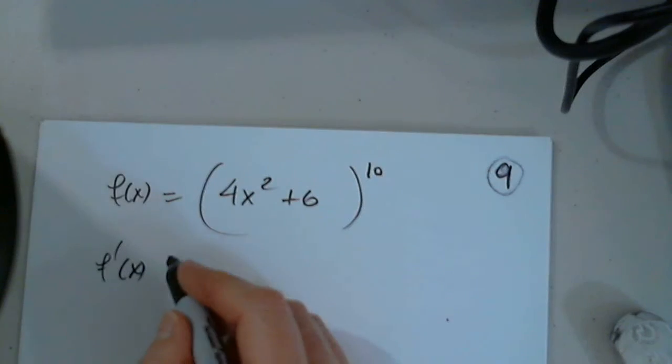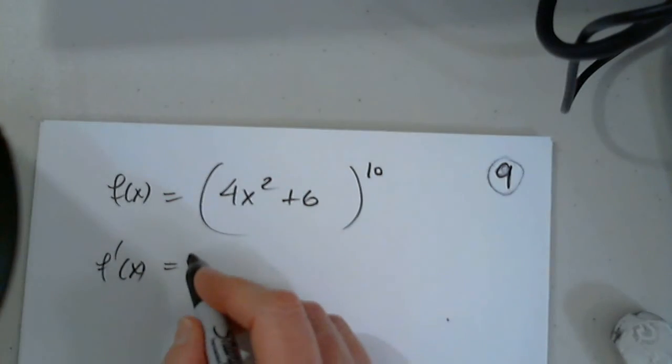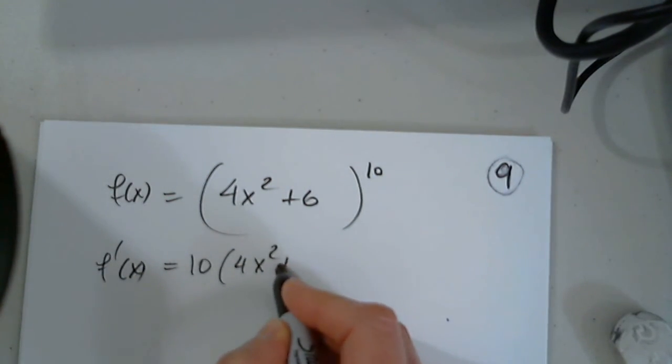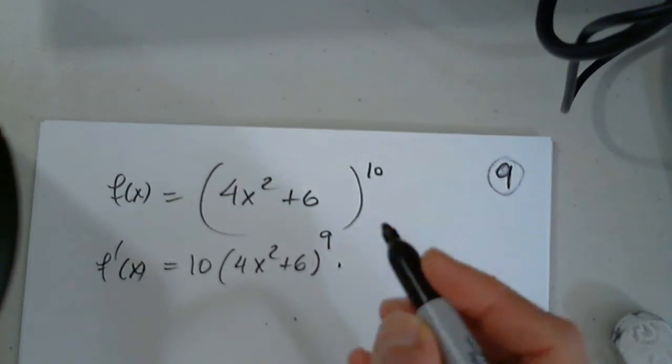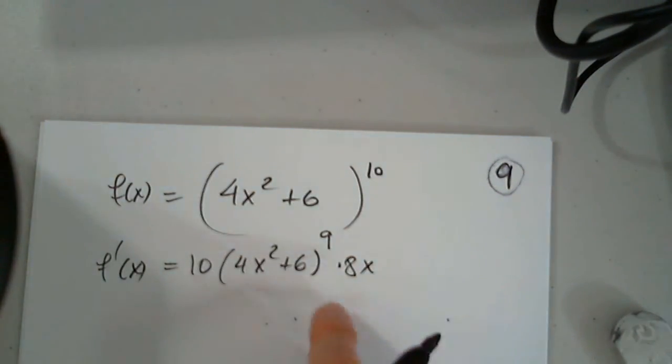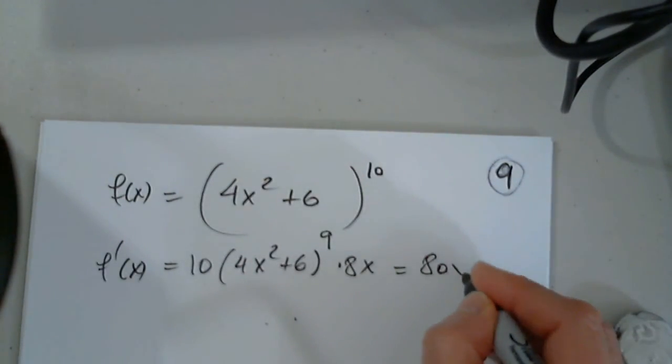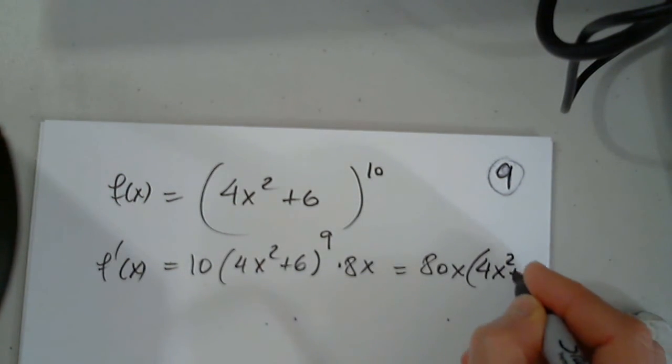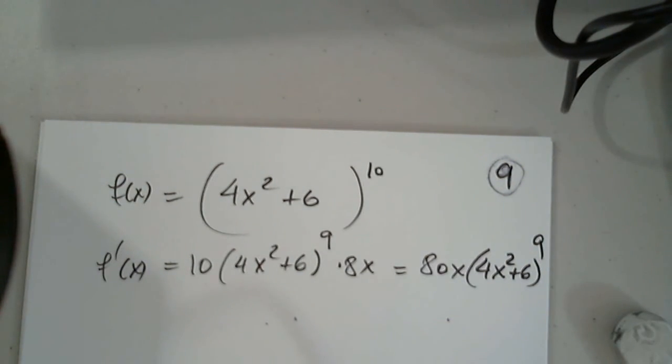We already used the power rule and the chain rule. Bring down 10, 4x squared plus 6 to the 9th power times 8x. And I will just rearrange it, right? 80x, 4x squared plus 6 to the 9th.